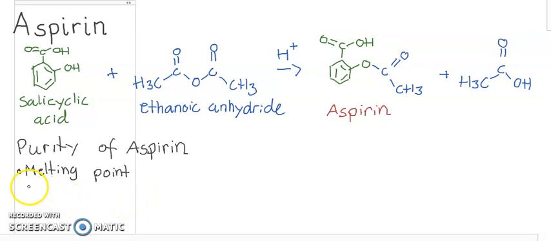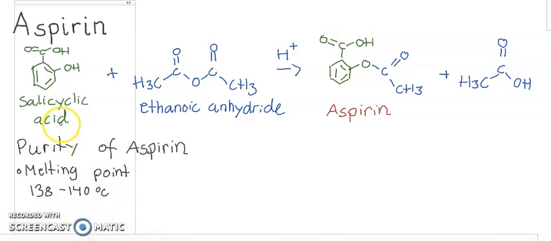And the melting point of aspirin is supposed to be from 138 to 140 degrees Celsius. So if you think you have made aspirin in the laboratory, you can then take a melting point test and see, does it melt in between these values? If not, it's probably not pure. If it does melt, it's probably pure.